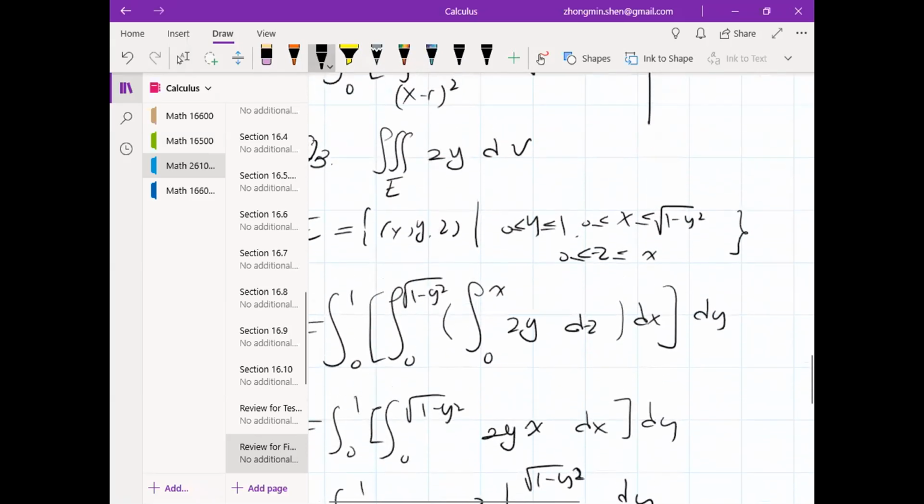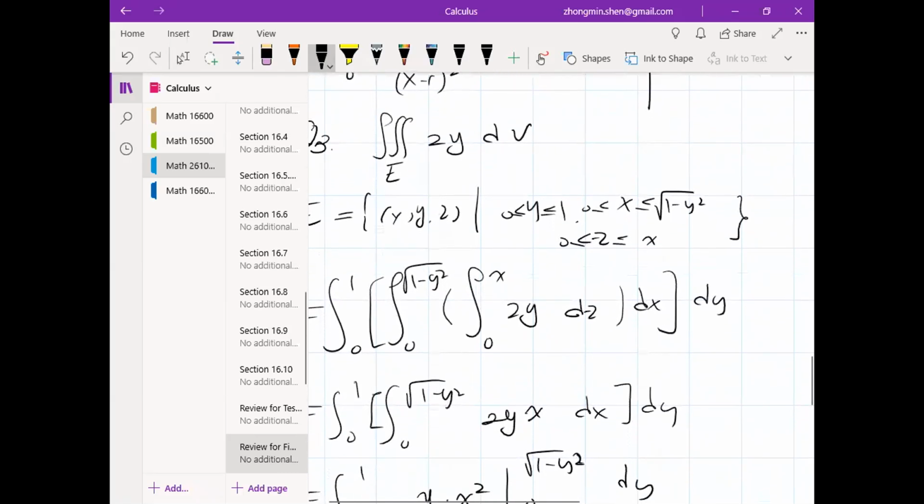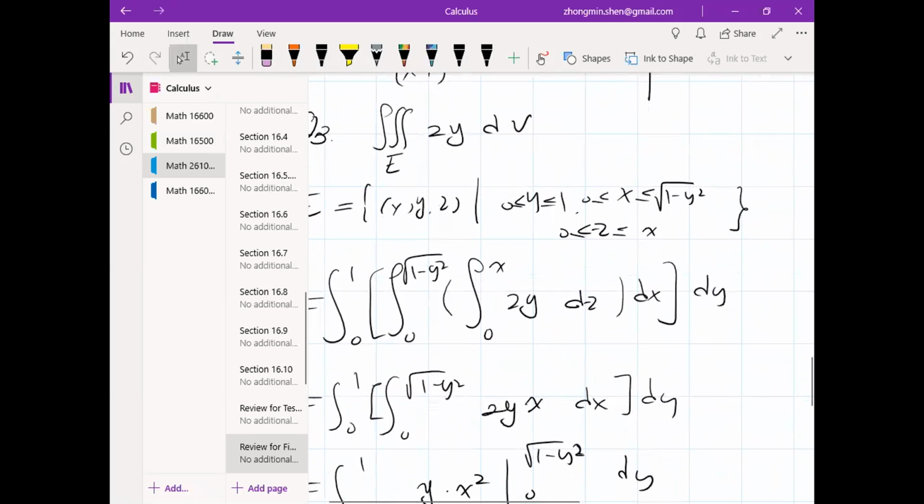Now, the question is, it's hard to draw the region in 3-dimensional space. It's not easy to draw it. It's not required.